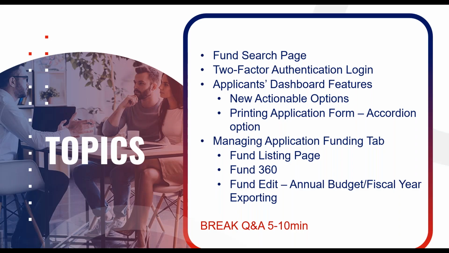So the topics we're going to cover are the new functionalities. There's going to be something with the search page. We're going to talk about the two-factor authentication and how that works. And then the applicant's dashboard features. There's a few little things that your applicants are going to see that's a little different than what they've seen in the past. And then with the Manage Application Funding tab, we're going to talk about the fund listing page. There are some changes on that, the Fund 360, and then also how to get an Excel spreadsheet of your annual budget fiscal year report that's there in the fund setup.